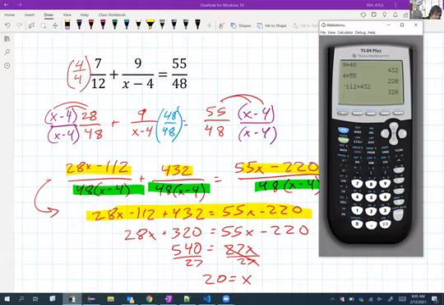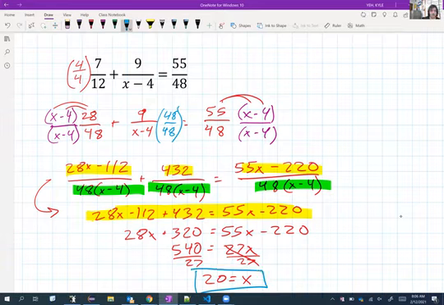Just to check my answer, it doesn't take long. I'm going to plug the original into my calculator. 7/12 plus 9 over 20 minus 4, that equals that decimal. And if I turn it into a fraction, sure enough, it equals 55/48. So that's an easy way to check, to be sure that you got the answer right. x equals 20 on this. Let's try another one. Let's try one with polynomials.